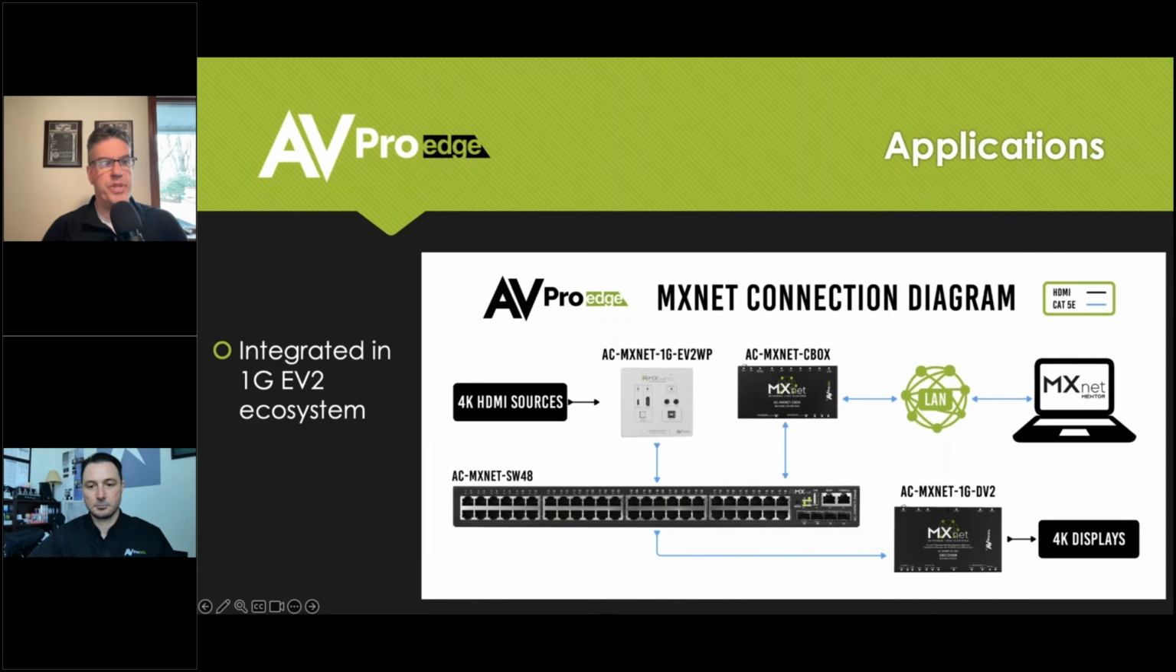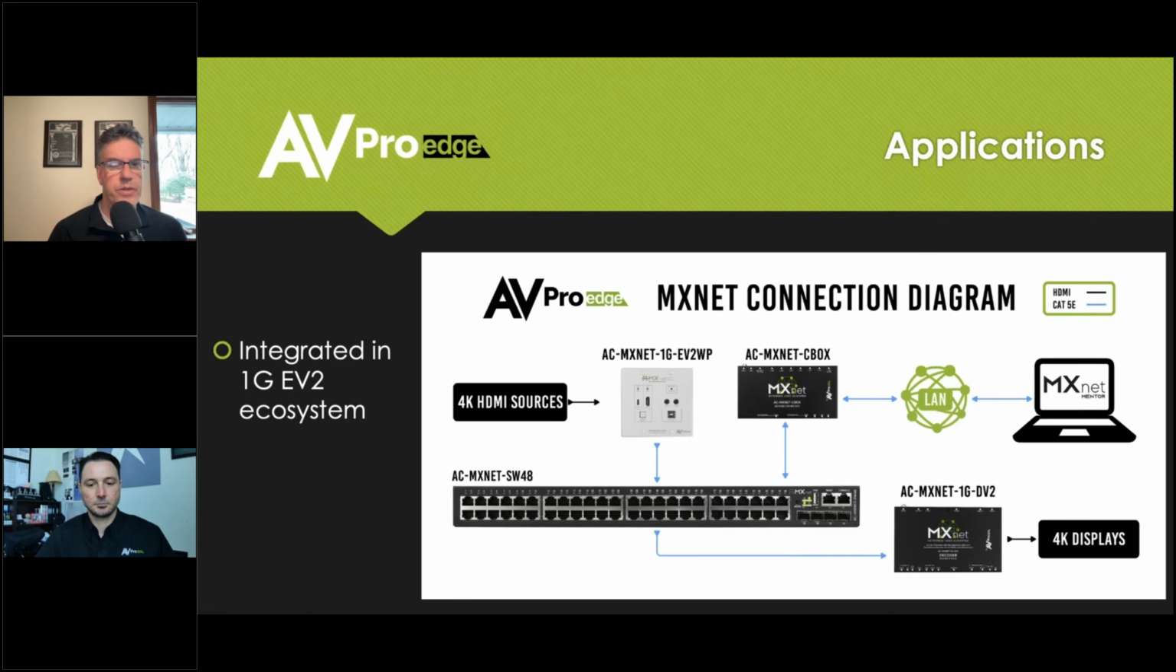Okay, here's a simple application for it. This is integrated into our 1G EV2 ecosystem. If we take a look here, we have our source, it goes into the wall plate, we go through our switch. We have our control box, which is going to be the user interface for system control, or you're controlling through the computer. And that will tell the signal how to be routed through the switch and which endpoint to go to, so it'll go to the display. It works the same as all of our other MXnet endpoints.